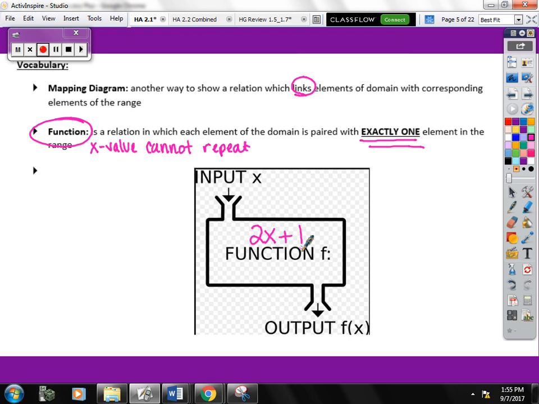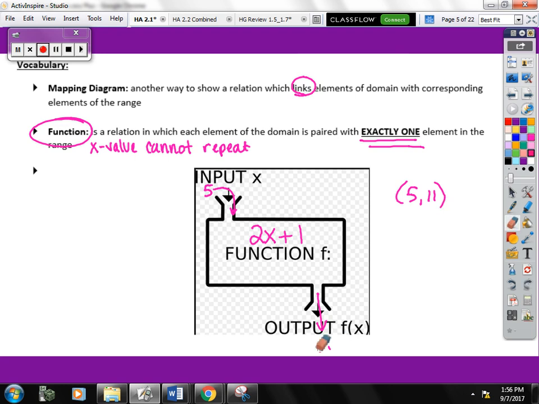So pick a number, plug it in. Let's say 5. So x is 5. I plug 5 into my function. 2 times 5 is 10. 10 plus 1 is 11. So my input was 5. My output was 11. That would be like an ordered pair, 5 and 11. Okay? That's what a function should do. When you put one number in, you get one number out.